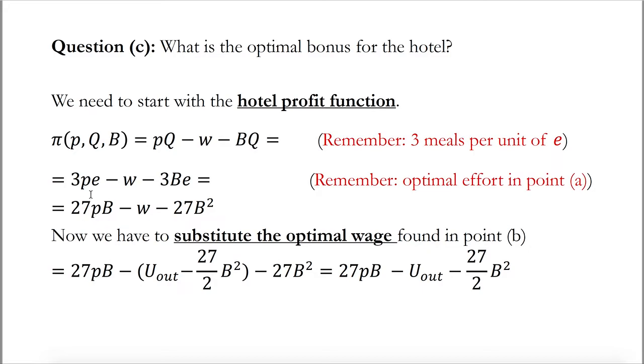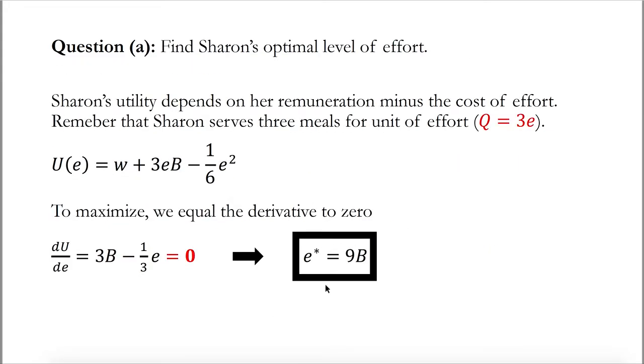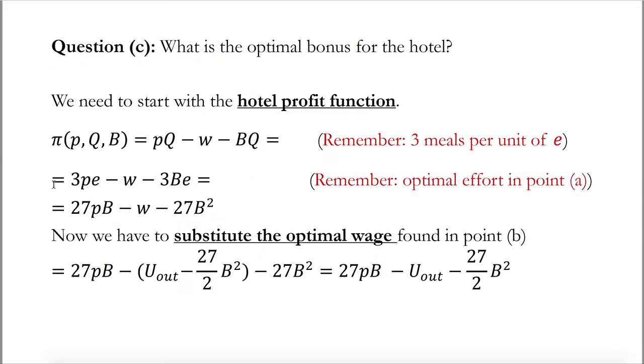Then if you just simply do the math here and you substitute the optimal effort level from point A, so we know what's going to be the optimal effort, 9 times B. So if in this equation we just substitute this E with this optimal level, 9B, and we do the math, then we obtain 27 times P times B minus W minus 27B squared. So this is the hotel profit function.